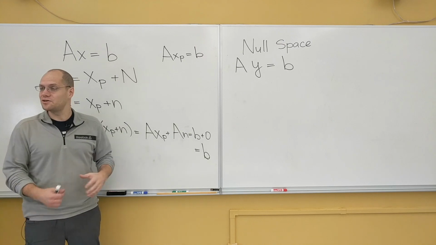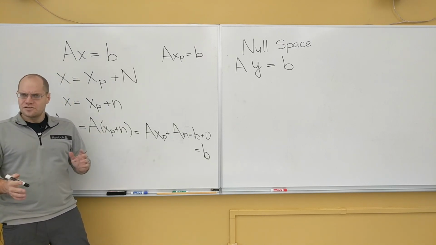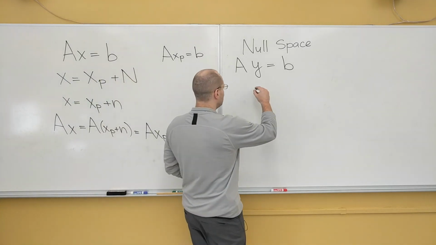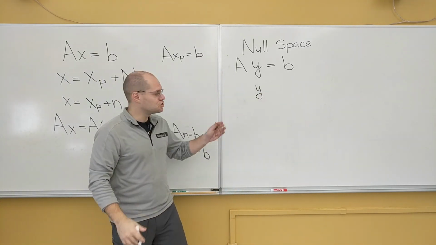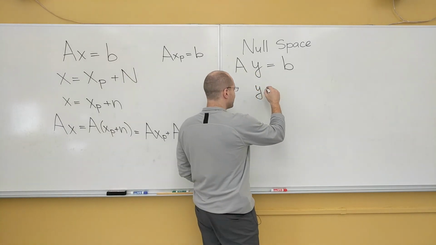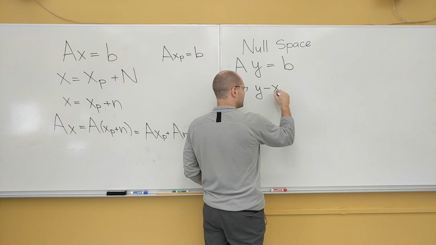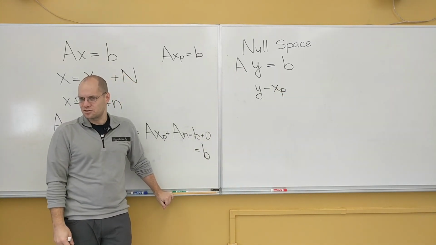But here's how you deal with it. Let's think about Y, the vector I'm told goes to B under A, and I subtract from it my arbitrarily chosen particular solution.